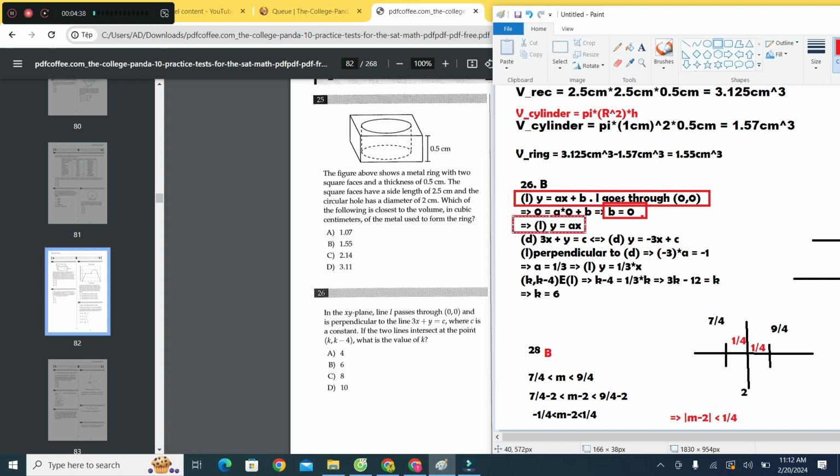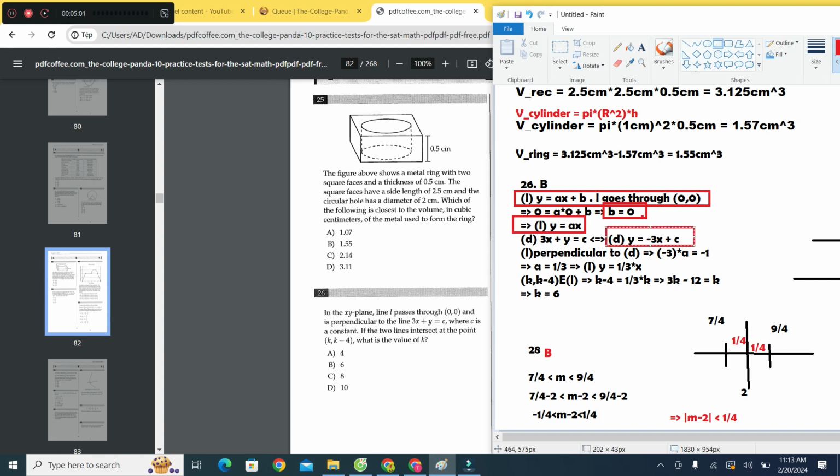The next step we have to do is transform the equation of the line 3x plus y equals c into y equals ax plus b form. So we just have to move 3x to the right side. So we're going to get the equation for the second line, which is y equals minus 3x plus c.